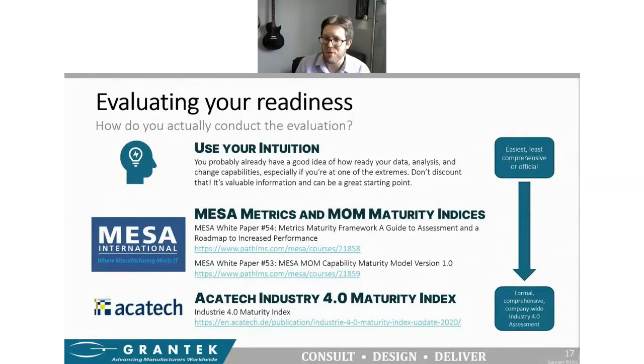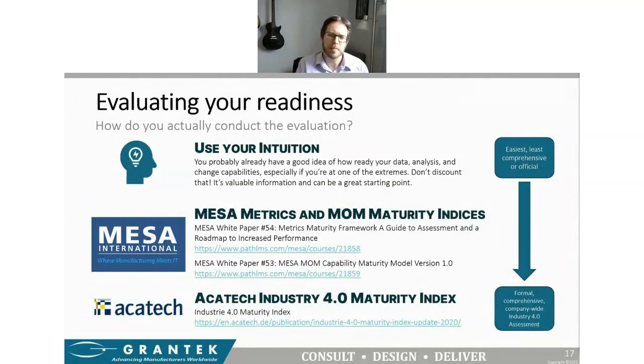If you want something a little bit more formal, I would recommend some guidance from Mesa International or Acatech. So Mesa International has two great tools to help define your current state: their metrics maturity framework and their MOM capabilities maturity model. So the first one, metrics, is all about specific KPIs that you can measure and how you can use more advanced KPIs depending on specific business goals. So if you're focusing on operational efficiency or customer responsiveness or sustainability as a couple of examples, it'll tell you what some basic fundamental metrics would be, and as you continue to get all the value you can out of those, where you can advance to see more value. So really cool tool there.